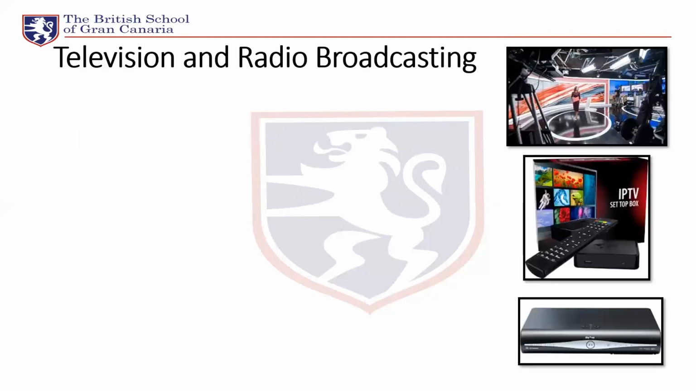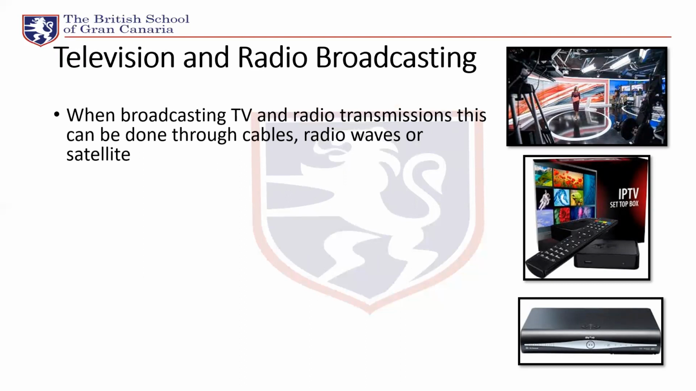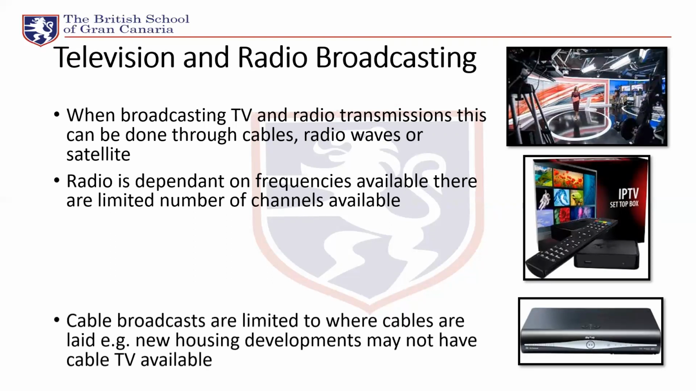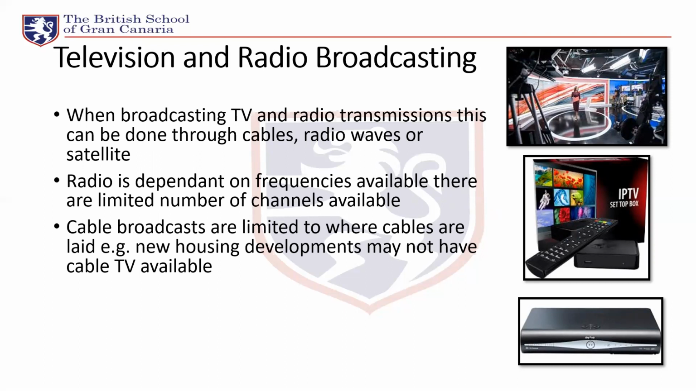Now, but we do use satellites for radio and television broadcasting. So broadcasting and TV radio transmissions can be done through cables, radio waves or satellite. Radio is dependent on frequencies available, and obviously there's a limited number of channels. But cable broadcasts are limited to where the cables have been laid. For example, new housing developments may not have the cables.